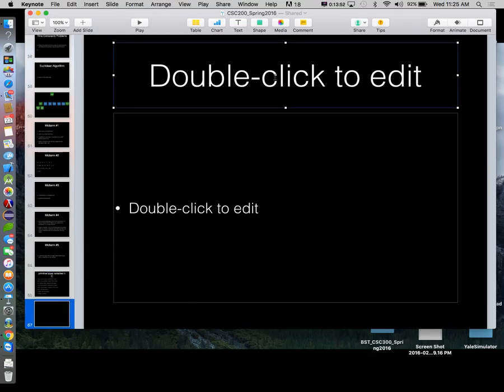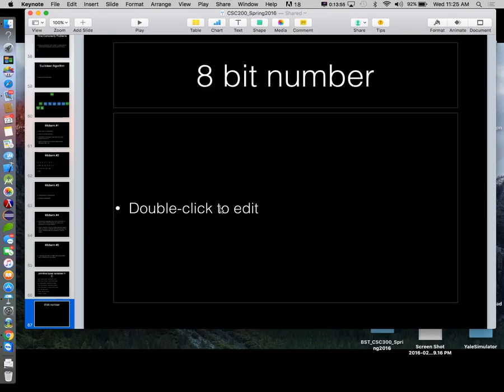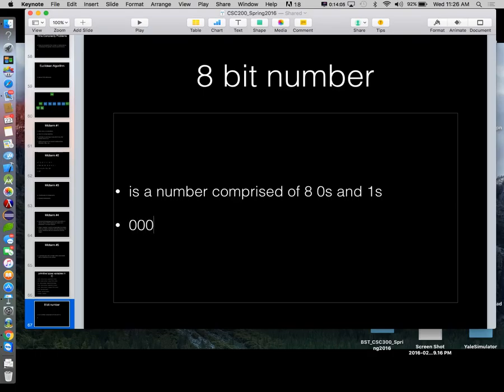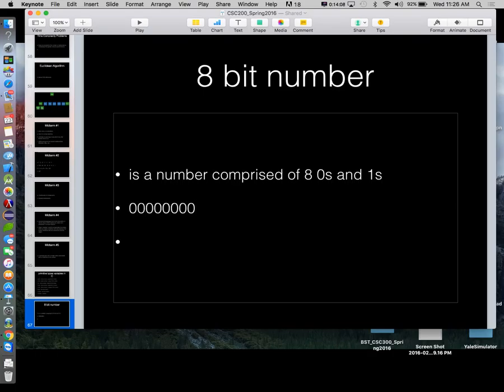so if we just do something like this, an 8-bit number is a number comprised of 8 zeros and ones. So our smallest 8-bit number is that. Our largest 8-bit number is that. Now, this is if we're dealing with an unsigned number. If we're dealing with signed numbers, this far left bit is used to keep track of whether it's positive or negative. So we only get 7 of these numbers to actually represent our value.